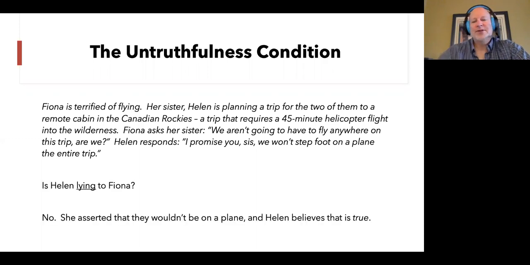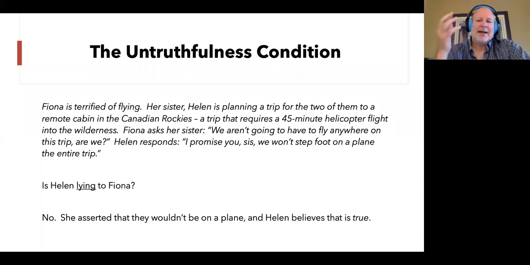So is she lying? Well, no, she's not lying for the same reason that Tony's not lying. What did she assert? She asserted that they wouldn't be on a plane. Is that truthful? Yeah, Helen believes that's true. She believes they're not going to get on a plane. She knows very well they're never going to get on a plane. They're going to get on a helicopter. And so since Helen believes what she is asserting, Helen isn't lying to her sister when she asserts it, even though she is clearly deceiving her by trying to get her to believe this other thing that is implied by what she's saying that she doesn't think is true, right?